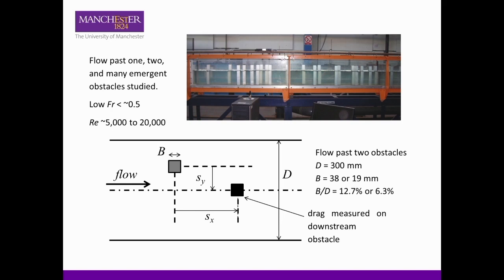When we're looking at two obstacles and trying to measure the drag on one of them, we're measuring the drag on essentially what we think of as the downstream obstacle. So we measure the drag on the black obstacle here, having placed some other obstacle upstream of it, where Sx is how far downstream this obstacle is, and Sy is the lateral deviation. And actually, it was much easier to keep the measured drag one in the same place and move the other one around all over the place, because then you can keep the strain gauge measurements much better.